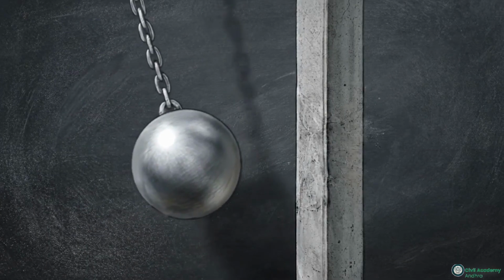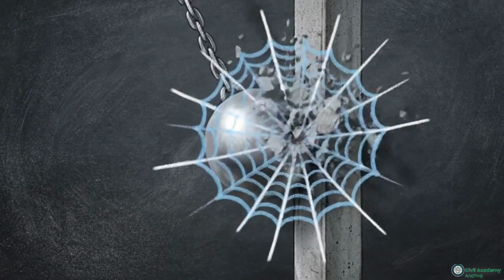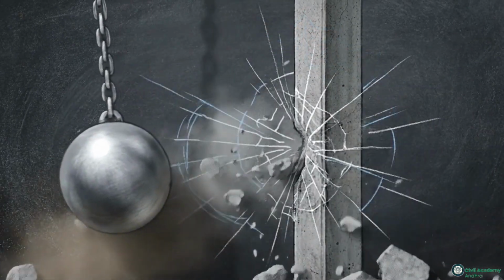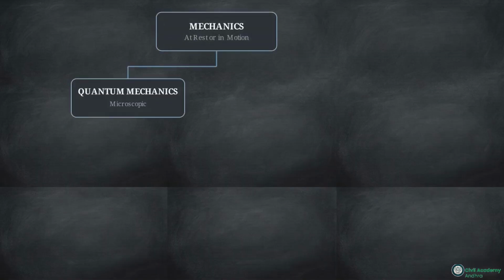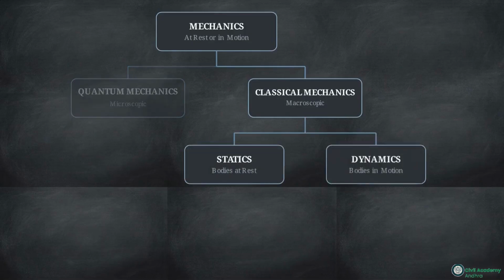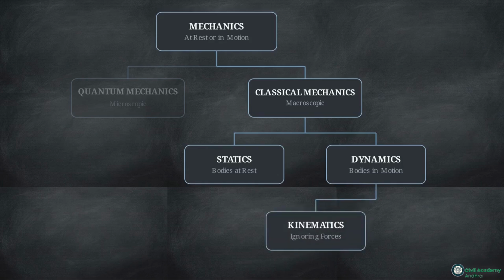Classical mechanics governs how physical bodies react to external agencies, everything from a still concrete pillar to the violent impact of a steel wrecking ball. Physics splits into two domains: quantum mechanics for microscopic atoms and classical mechanics for macroscopic objects. The classical branch divides into statics for bodies at rest and dynamics for bodies in motion.